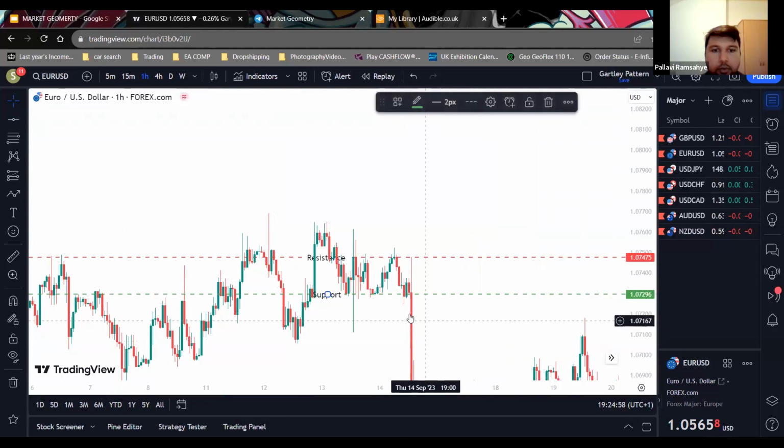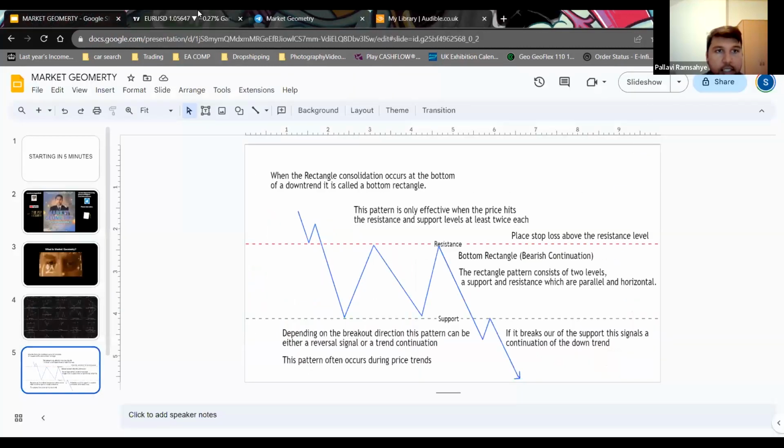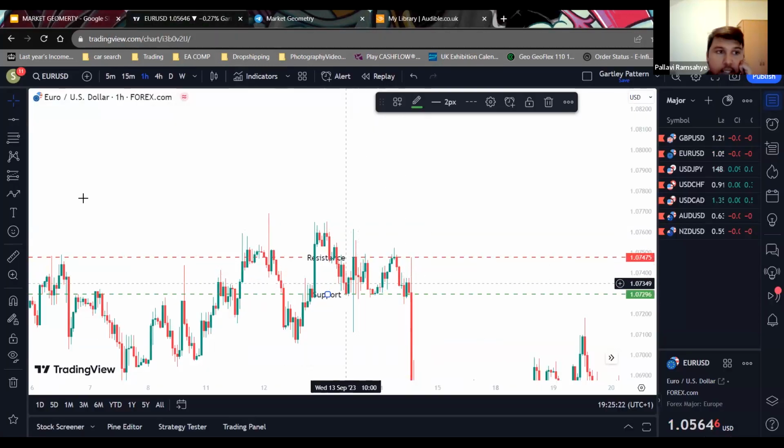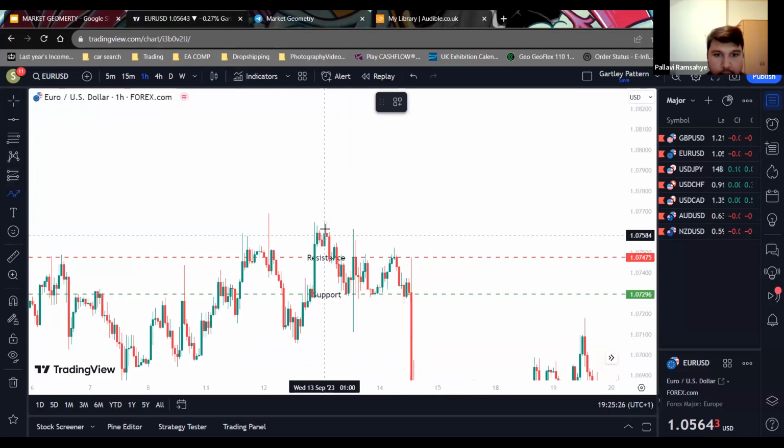Okay. So what do we need? What's the first thing we need to establish that this is a rectangle pattern? What's one of the things that make this pattern valid? Two touches on either side. Perfect. So we need the two touches on either side, on the resistance and the support levels. Okay. So let's see how this works.